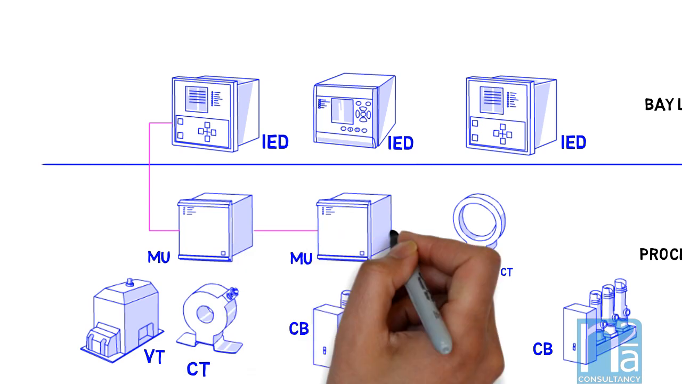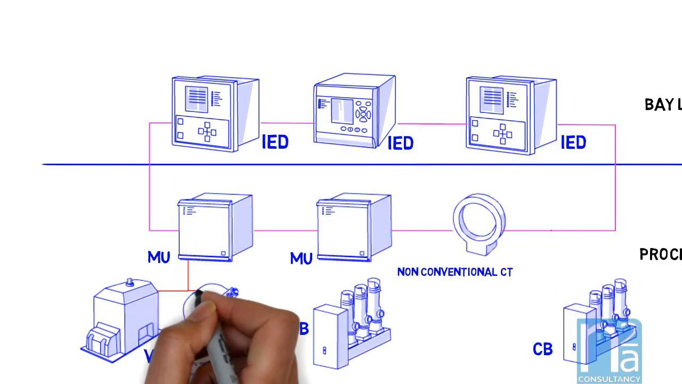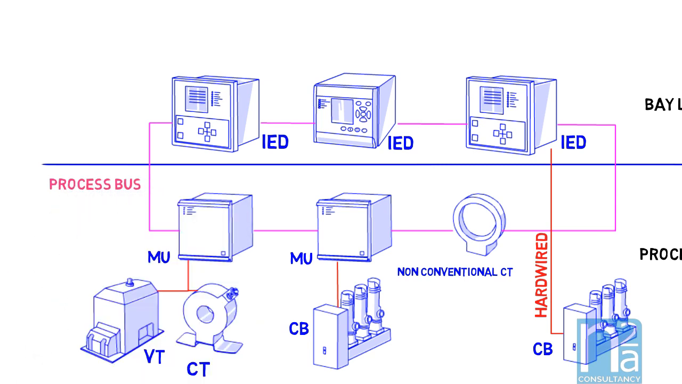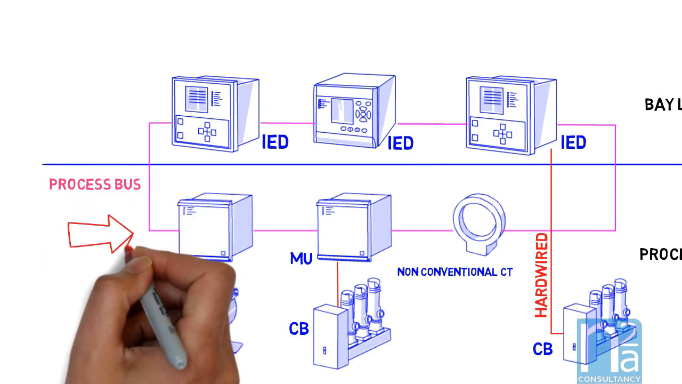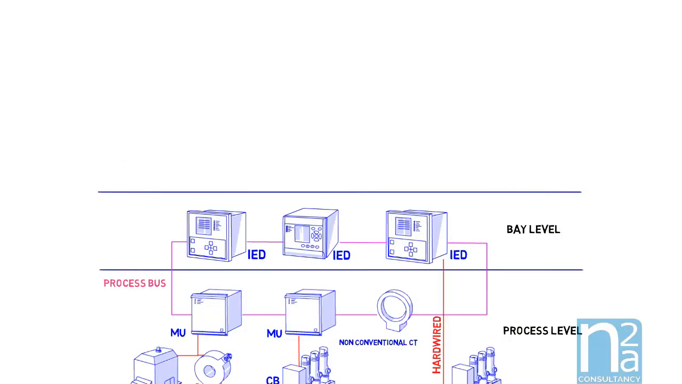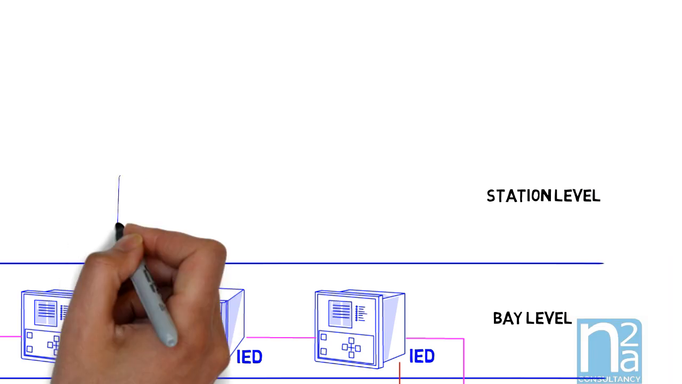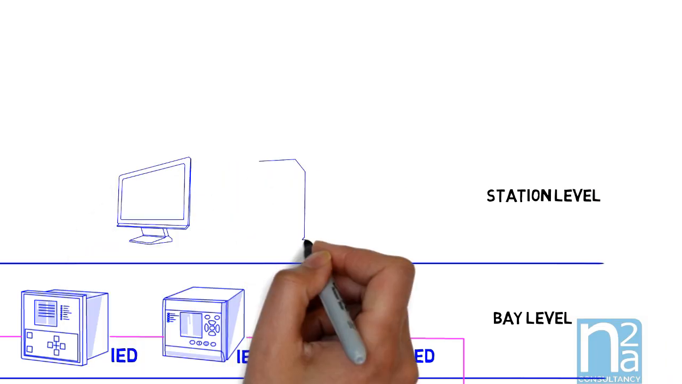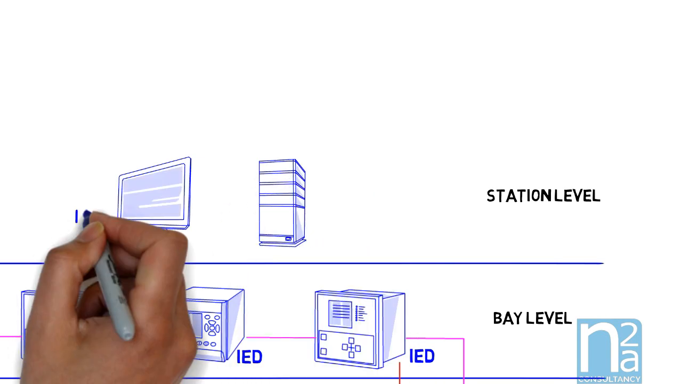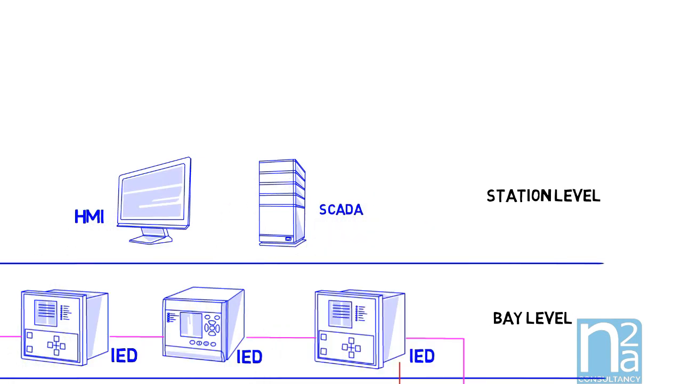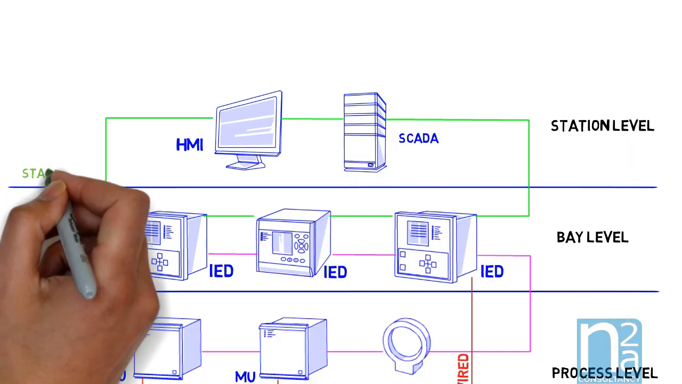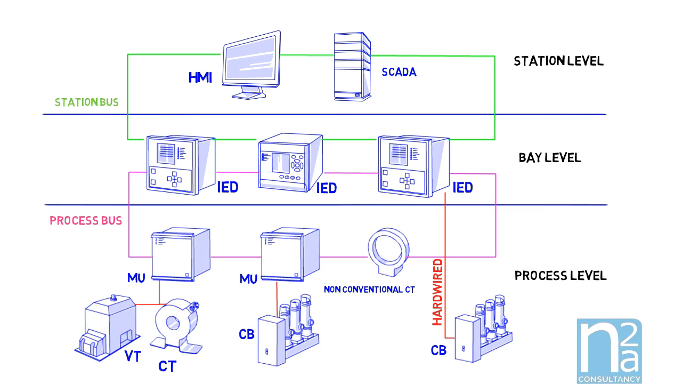IEC 61850 defines a process bus to allow communications between IEDs and intelligent instruments and switchgear. Conventional CTs, VTs, and switchgear can also be connected through an analog-digital converter called a merging unit. The last level is called the station level, and contains the station SCADA, supervisory control and data acquisition, and the HMI, human-machine interface, which are used to control and monitor the station. Communication between the station level and the bay level is made through the station bus. The 2 buses are optical fiber high-speed Ethernet buses.